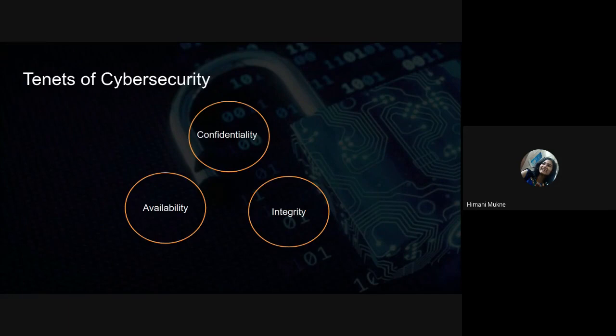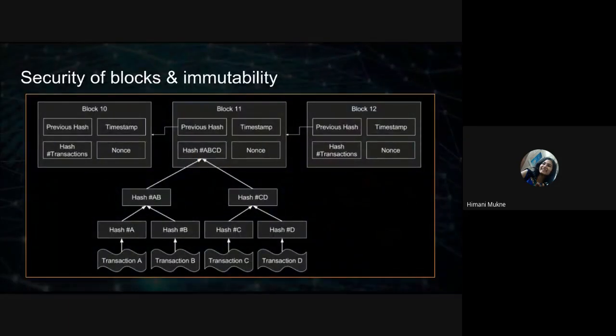Right, so if we can move to the next slide. Right, so this is about security of blocks and immutability. So the very first block in the blockchain is called the genesis block, and a sequence of hashes link each block to its parent that creates a chain going all the way back to the genesis block. So each and every block references the previous block, which references the previous block, which references the previous block, until you reach the genesis block.